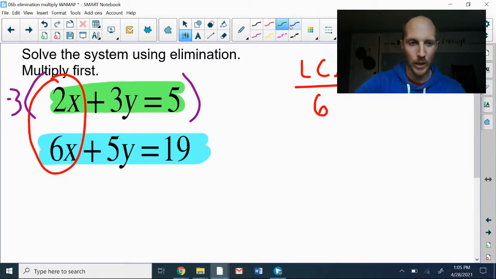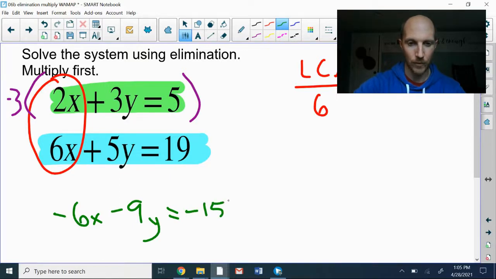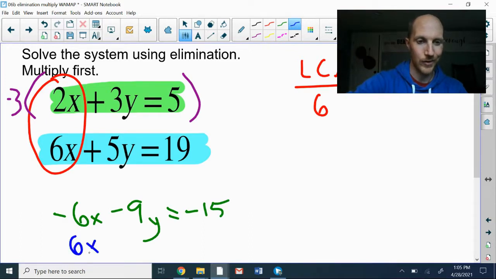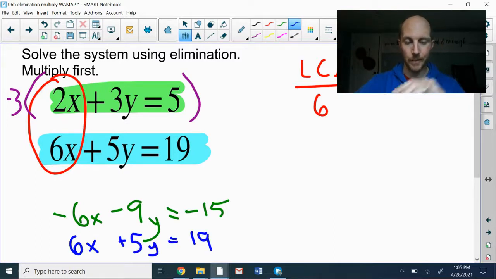Okay, I'm going to rewrite both equations. So let's multiply that green equation. All of the numbers in that green equation I need to multiply by negative 3. So negative 6x. And the next term, I got positive 3y. That gets multiplied by negative 3 also. So it'll be negative 9y. The equal sign, you don't change equal signs. And then that 5 gets multiplied by negative 3. So that'll be negative 15. The blue equation, no changes. But I'm going to write it down again, so it's in the same place. So 6x plus 5y equals 19.